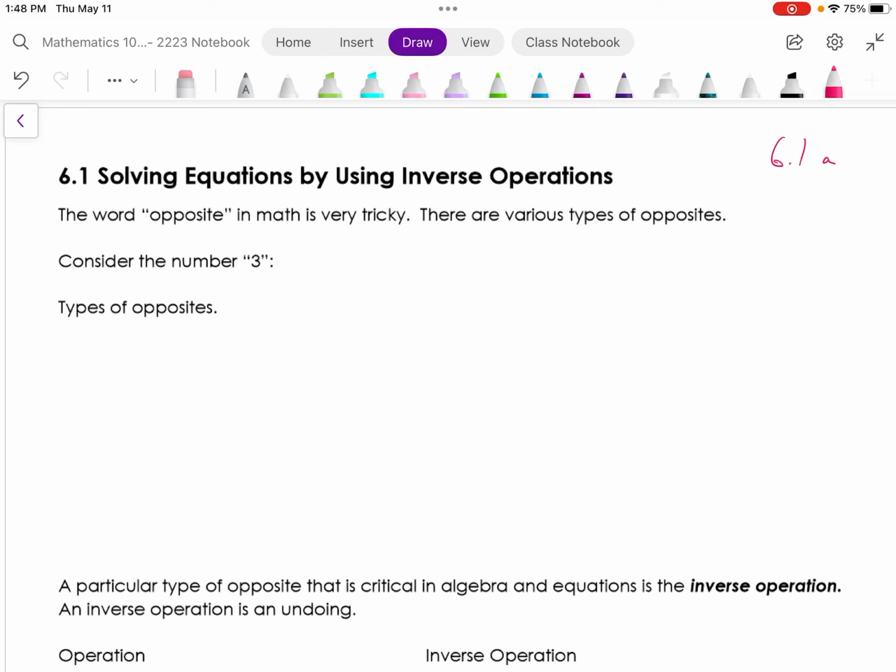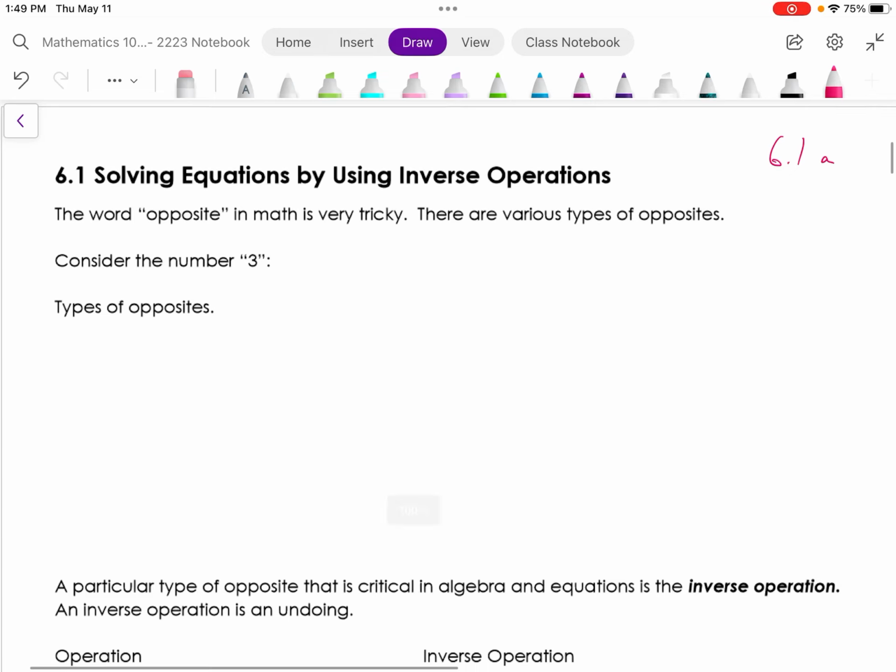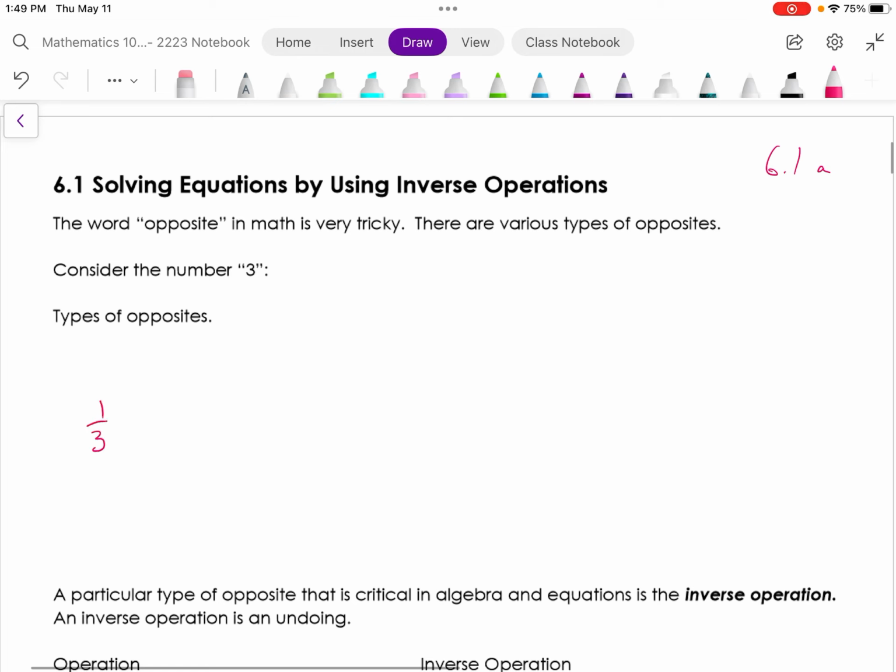Solving equations using inverse operations. Now, the word opposite in math is very tricky. There are various types of opposites. So consider the number 3. When somebody says the opposite of 3, sometimes they mean 1/3. Was that the opposite that you were thinking?